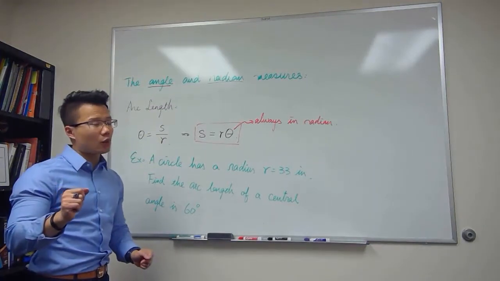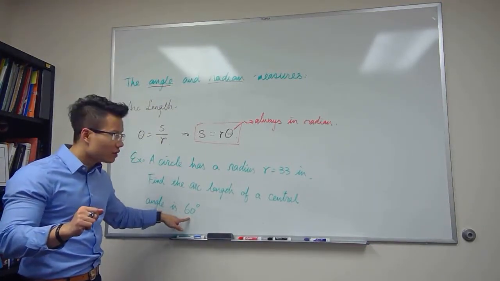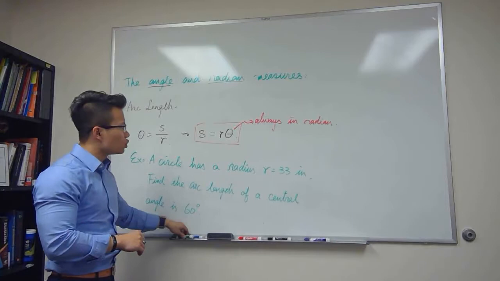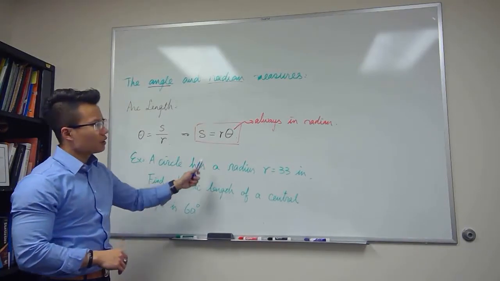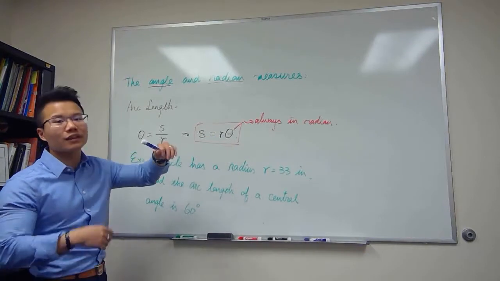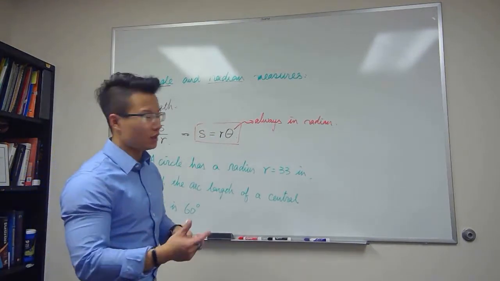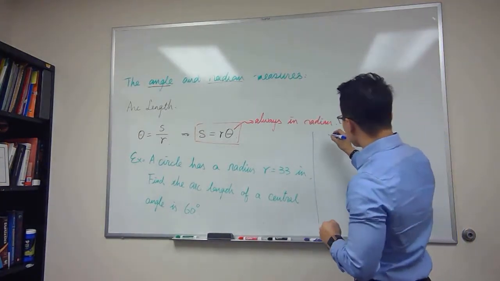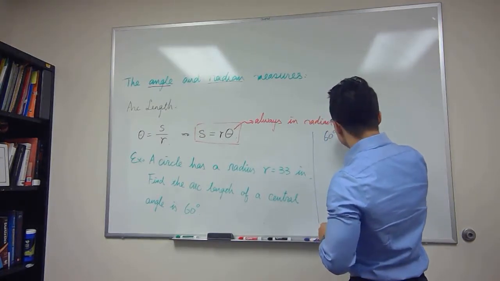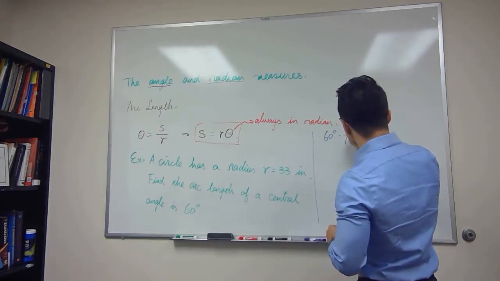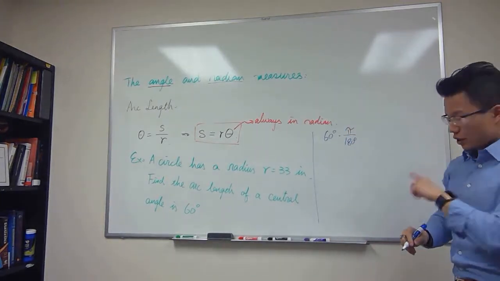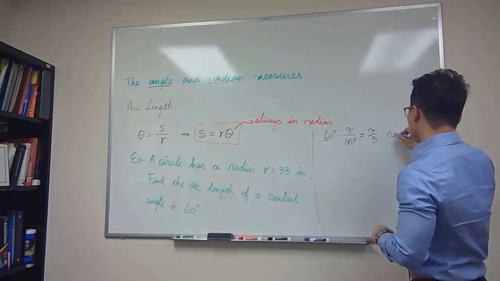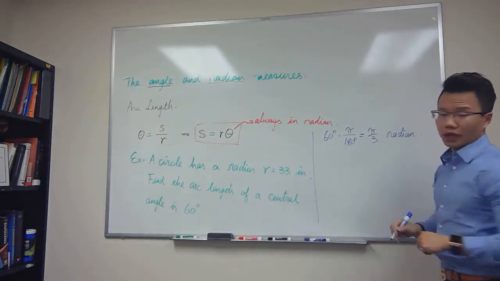And as I said before, this is in degrees. But in our formula, the theta has to be in radians. So what we're going to do is get the 60 into radians, then we can follow the formula to get what we need. Okay, so for that, we start with 60 degrees multiplied by pi over 180 degrees. We do that, and that turns out to be pi over 3, and that is a radian.